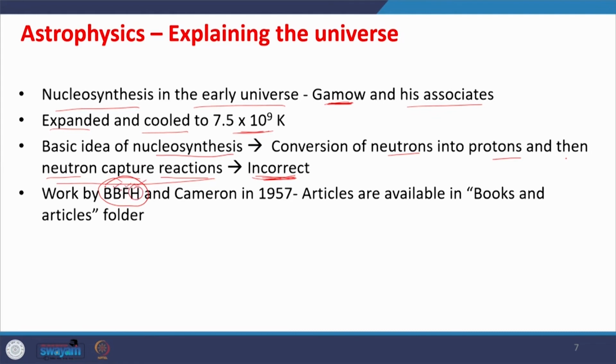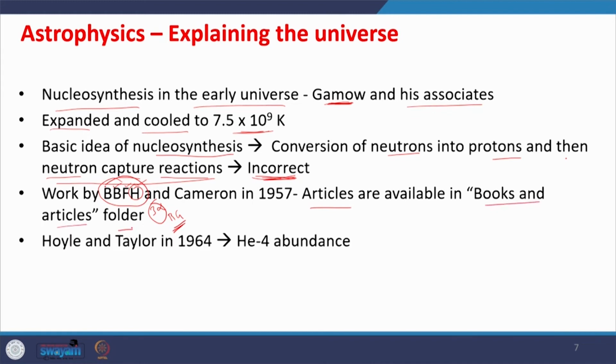I have discussed in one of the previous lectures the triple alpha reaction, which is the source of energy from red giants, isn't it? Anyway, the articles whose first page I have shown you in one of the earlier slides will help you in getting the papers of B squared FH and also Cameron. Fine? And Hoyle and Taylor in 1964 found out the abundance of helium. That was an important milestone in astrophysics.